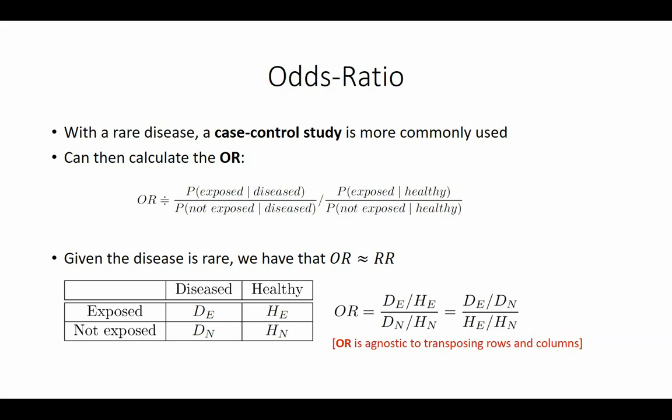You can actually take the counts here and just divide them according to this formula. And it's even fully symmetric, so it doesn't matter what you define to be the risk factor and what you define to be the disease. So if you transpose it and turn the columns into rows and the rows into columns, it wouldn't matter to the odds ratio. So it's fully symmetric and actually agnostic to transposing the rows and columns.